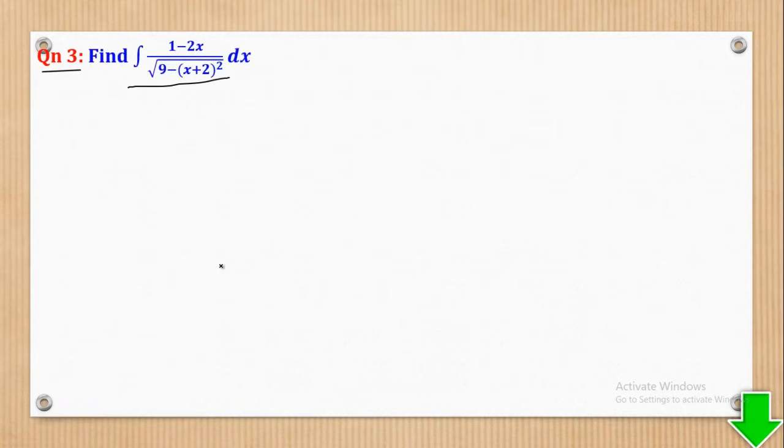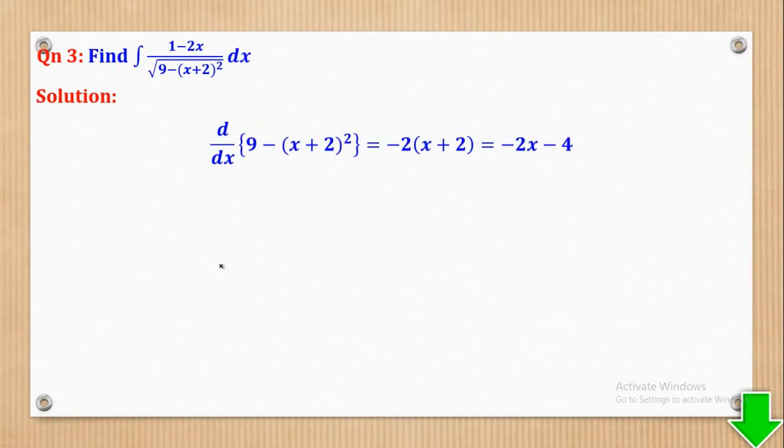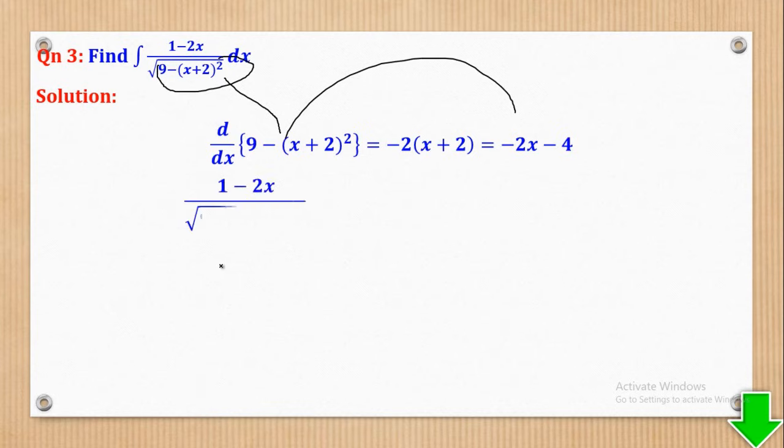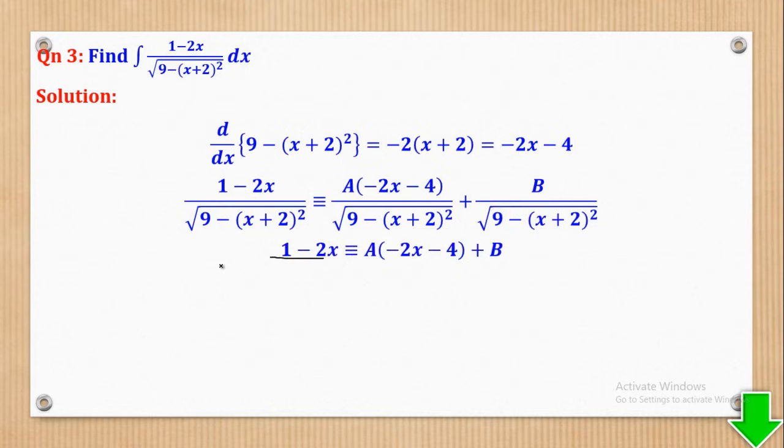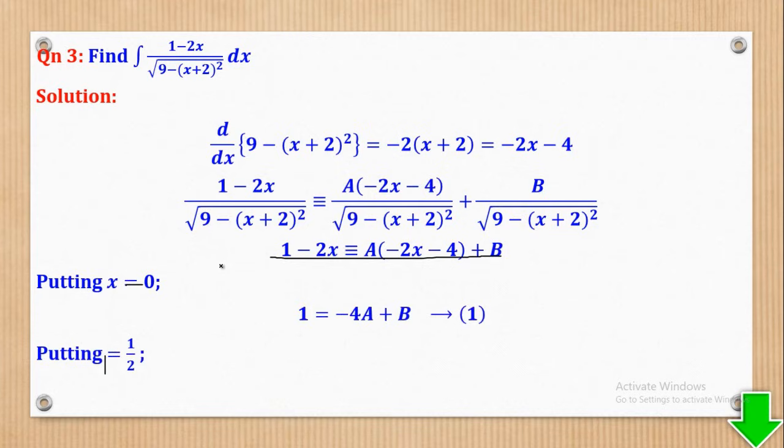Find this integral. So still we shall do the same. Differentiate this inside the square root. When I differentiate, I come up with negative 2x minus 4. Therefore, write that this one is equivalent to this. But this is my main interest, equating the numerators. So, putting x equal to 0, I'll come up with that equation. Putting x equal to a half, so here there is an x, I'll come up with that equation 2.